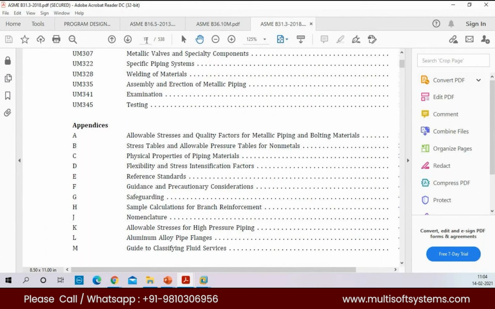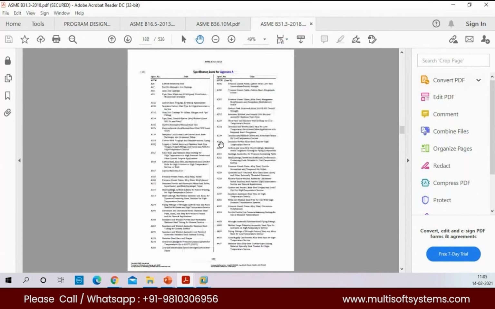So here I mentioned that Appendix A gives the allowable stress. That is the limit. If you want to do some analysis, there is some limit we have to maintain. If you cross the limit, our system fails. If you are within the limit, our system passes. Only like that, the stress analysis concepts work. So as a stress engineer, he must know how to read this Appendix A. See, this is Appendix A.